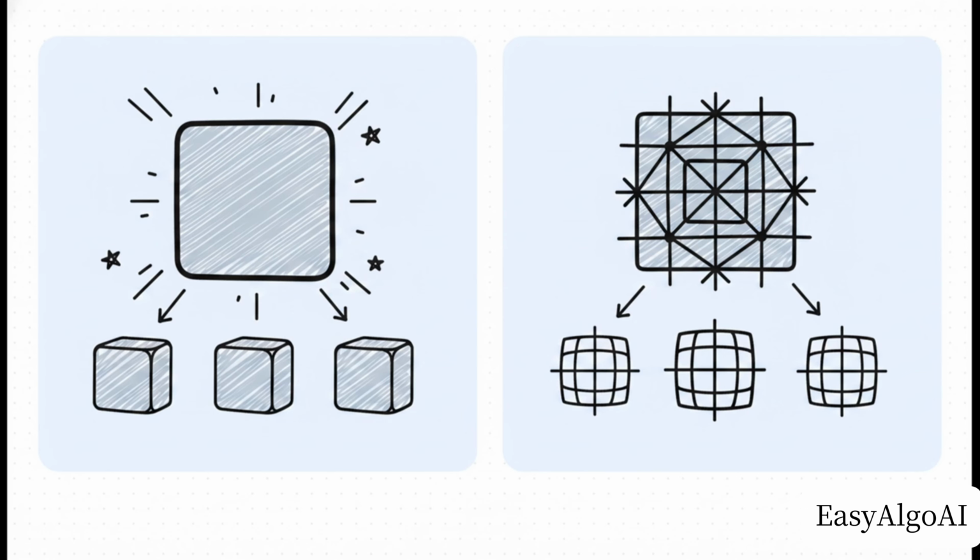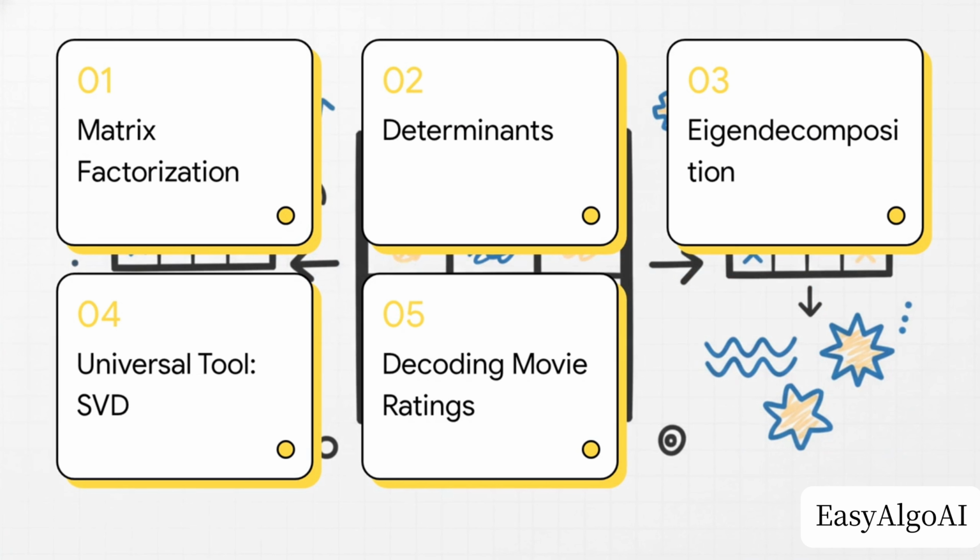Instead of factoring a single number, we're taking a giant matrix and factoring it into simpler, canonical matrix forms. We're literally breaking the big block of data down into its fundamental mathematical prime numbers so we can actually understand what's going on inside of it. Here's our roadmap for the journey. We'll kick things off with a matrix factorization analogy, move into characteristic numbers and determinants, and then see how we extract meaning using eigendecomposition. After that, we'll introduce the universal tool, SVD, and finally, decode some actual movie ratings data.